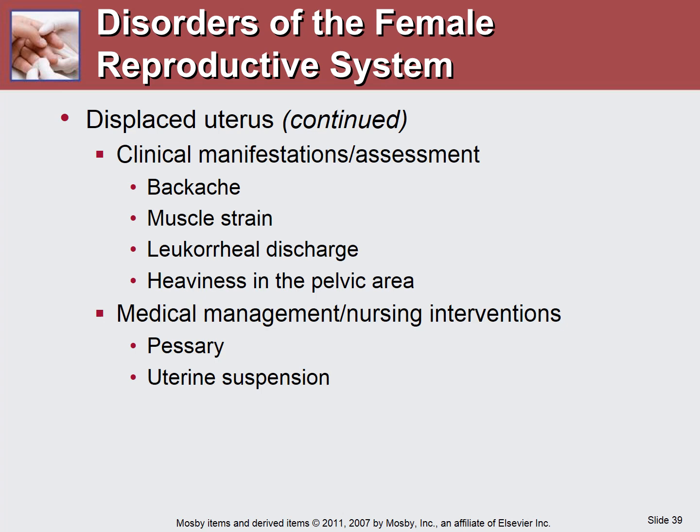So what are some of the clinical manifestations that your uterus is displaced? Back pain, muscle strain, leukorrhea, discharge, and heaviness in the pelvic area, right? Because it feels like it's dropping. Literally, it could drop. I have seen a uterus that's dropped. So the management is, because it's displaced, we want to push it up and hold it up. The pessaries are devices that are used for management, and then of course suspension of the uterus. Next slide.